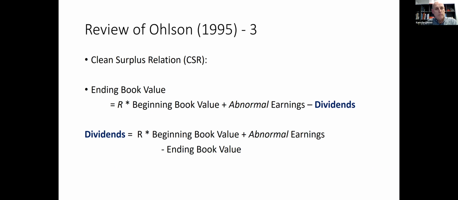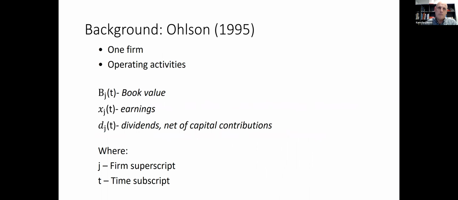And then the Ohlson model reassembles this version of the clean surplus relation. It basically takes the ending book value on the left-hand side and moves it to the right-hand side, and it takes the dividends on the right-hand side and moves it to the left-hand side. Now we have dividends in the last line of this slide expressed as 3 terms. The first is the beginning book value in future value terms 1 year hence. The second is the abnormal earnings, and the third is deducting the ending book value.